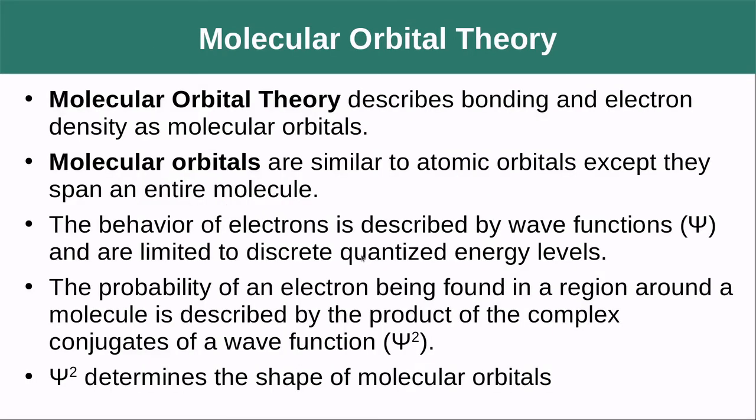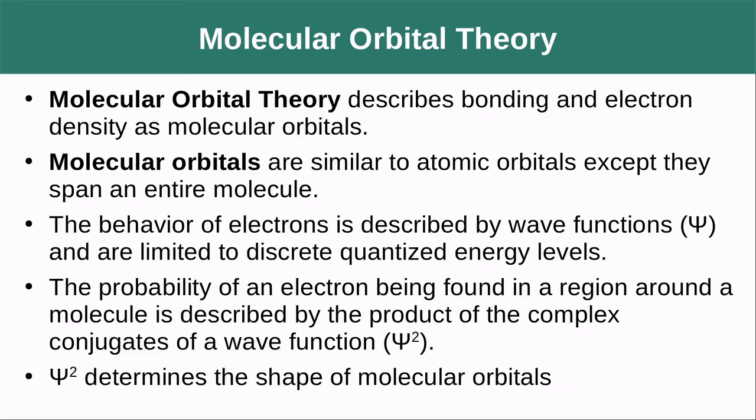Molecular orbital theory. So far we have been talking about overlapping atomic orbitals forming bonds. In molecular orbital theory, those atomic orbitals actually combine together to form a new orbital that encompasses a larger part of the molecule. Molecular orbital theory describes bonding and electron density as molecular orbitals. The molecular orbitals are similar to atomic orbitals except they span an entire molecule.